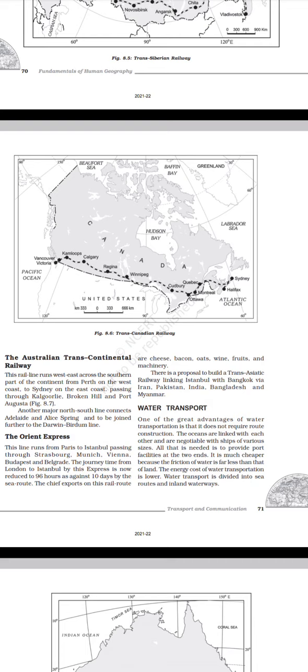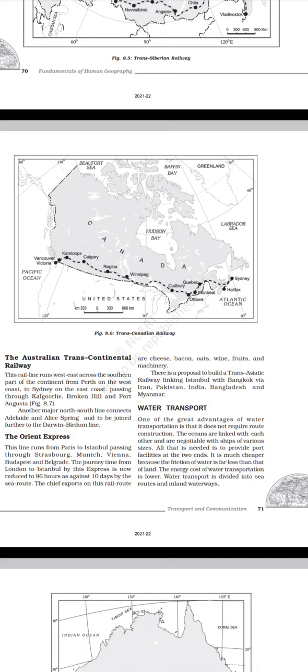The journey time from London to Istanbul by this express is now reduced to 96 hours as against 10 days by the sea road. The chief exports on this railroad are cheese, bacon, oats, wine, fruits, and machinery. There is a proposal to build a trans-Asiatic railway linking Istanbul with Bangkok via Iran, Pakistan, India, Bangladesh, and Myanmar.